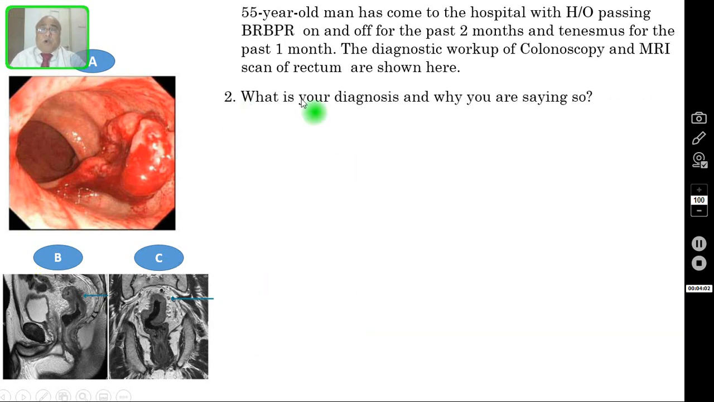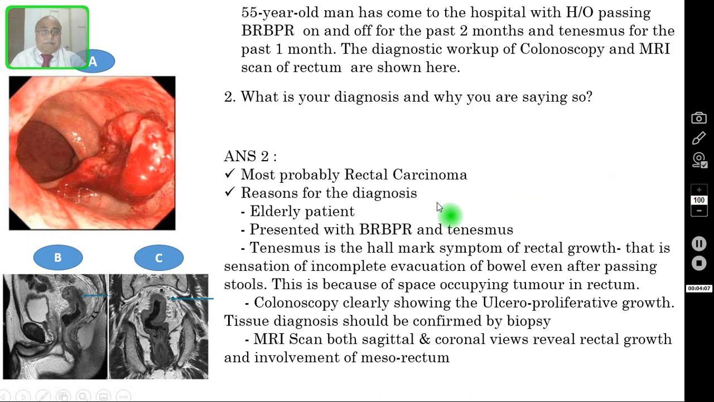Question number 2, what is your diagnosis and why are you saying so? The correct answer is most probably it is rectal carcinoma. Reasons for this diagnosis are: number 1, our patient is an elderly patient, 55-year-old. He presented with bright red blood per rectum or hematochezia. He is passing red blood per rectum, bleeding PR. And he is also having tenesmus.